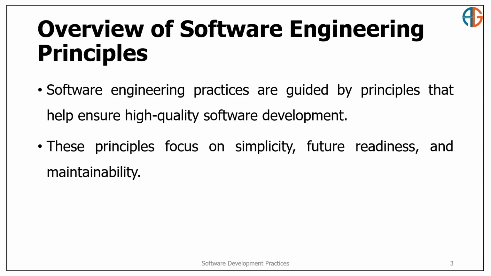Software engineering practices are guided by principles that ensure high-quality software development. These principles emphasize simplicity, future readiness, and maintainability. Exactly. At its core, software engineering isn't about writing code. It's about designing systems that are easy to understand, modify, and scale. Principles like simplicity and adaptability are essential because they save you time and effort in the long run. And most importantly, they ensure your software continues to deliver value. Let us take a closer look at these 7 principles.